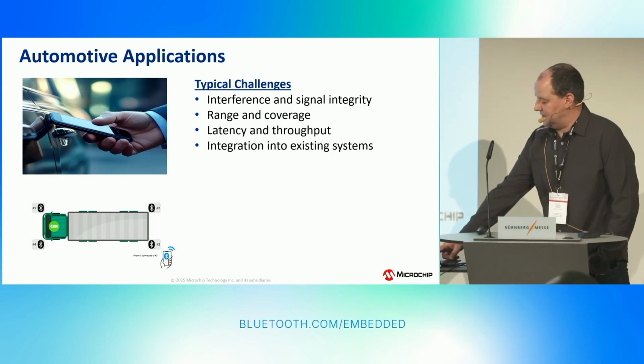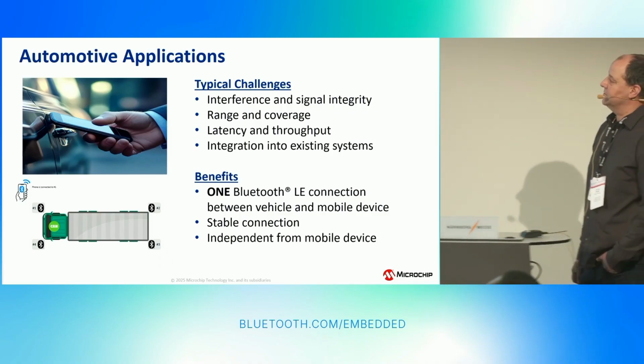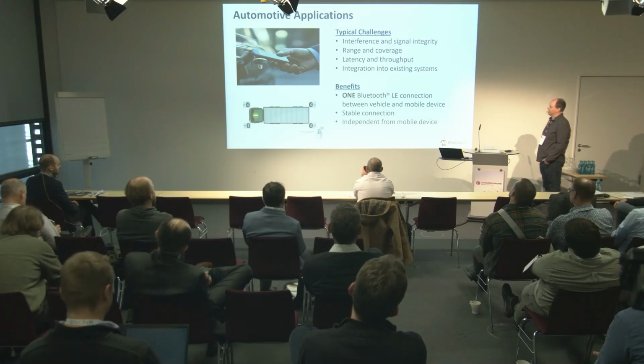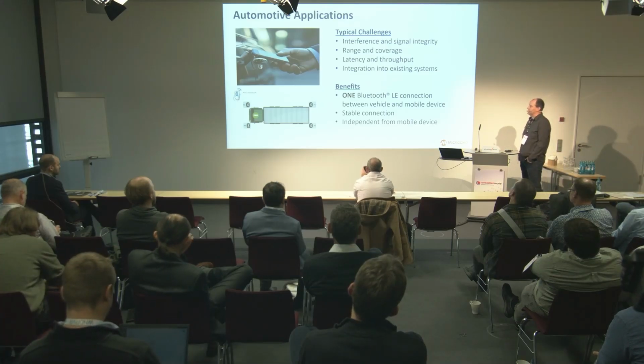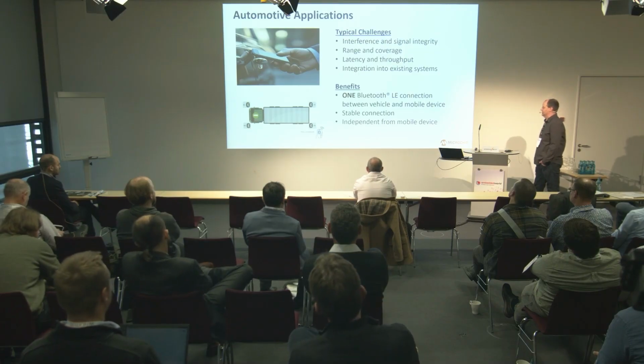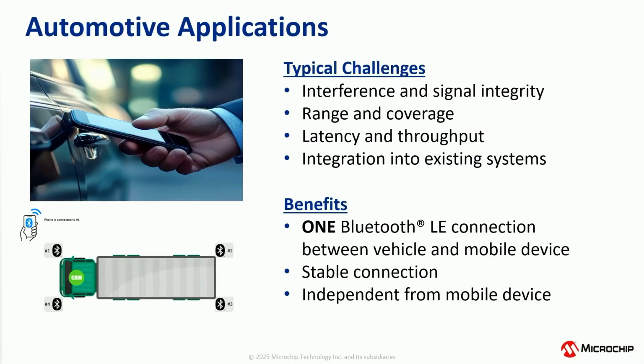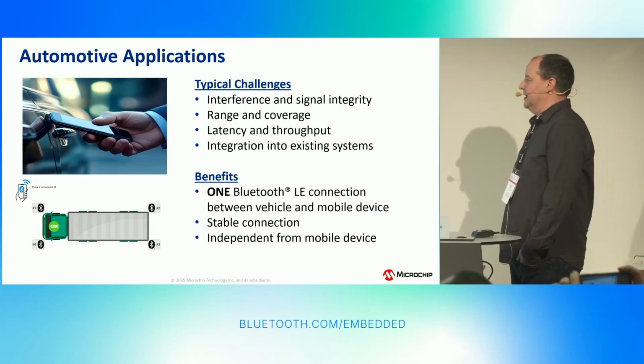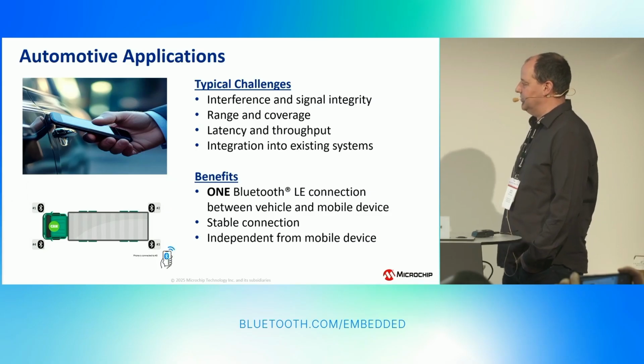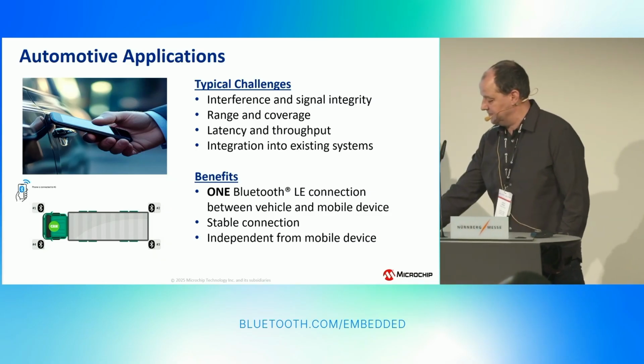So if you use our seamless connection switching, the most benefit is you will have only one connection here instead of 4. You see only one connection, and the mobile phone is always connected, uninterrupted, stable with the car or with the truck here. And further advantages, you are independent from the mobile device, so there is no extra need on this.